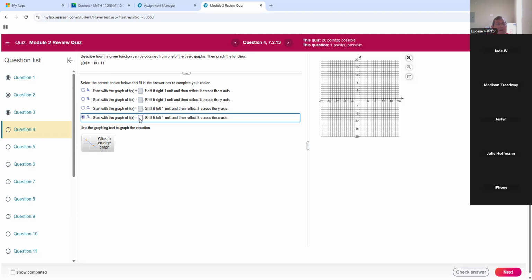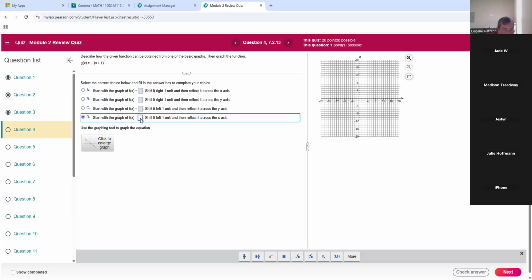Start with the graph of f of x equals x cubed. Shift it 1 unit left and then reflect across the x-axis. All right, so then you're going to click the enlarge graph.